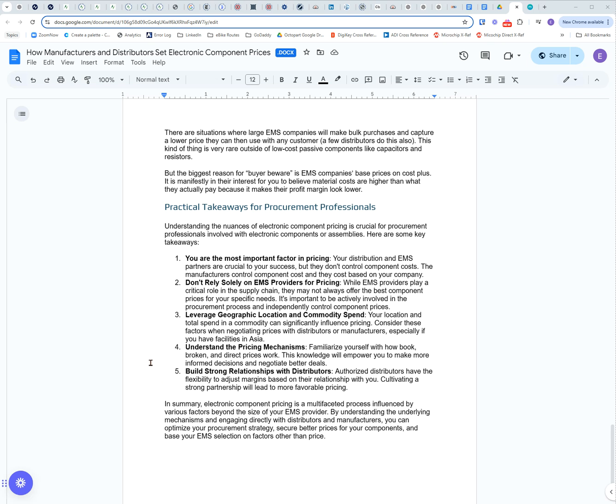So in summary, electronic component pricing is a lot more multifaceted than probably meets the eye. But understanding how these things work really puts you in a place to optimize your situation and secure the best possible prices, based on your circumstances.